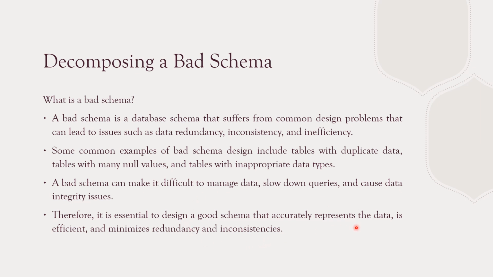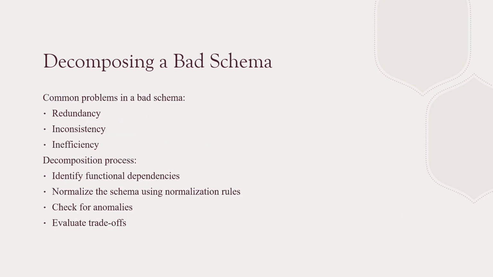Therefore, it is essential to design a good schema that accurately represents the data, is efficient, minimizes redundancy, and maintains data integrity. And here it will minimize the anomalies too. So how do we decompose the data using normalization? These are the common problems in a bad schema: redundancy, inconsistency, inefficiency, and anomalies.